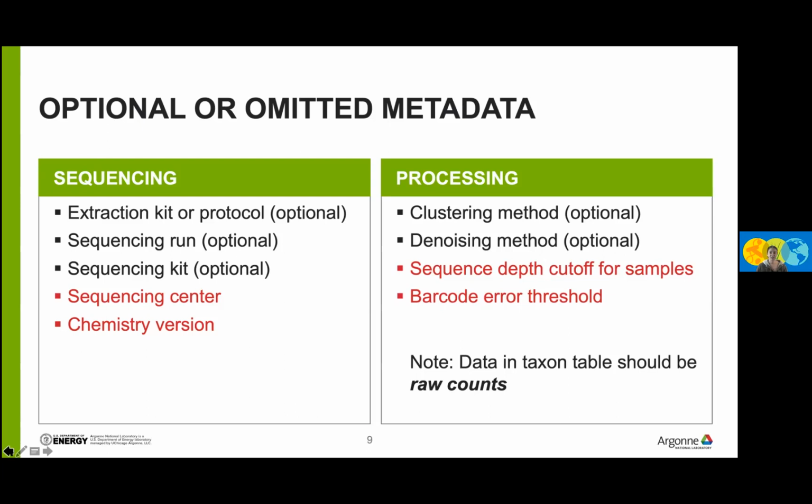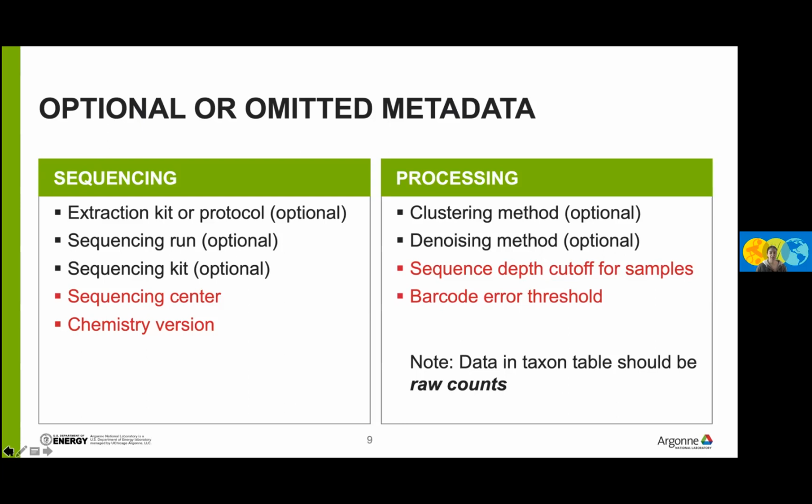As well as for the processing, the clustering method and then the denoising method are both very important, and they're currently included as optional. But the sequence depth cutoff for samples, so knowing whether other things were thrown out that may not have been thrown out in a different data set. Barcode error threshold, so how sure are you that it's really from that particular sample.